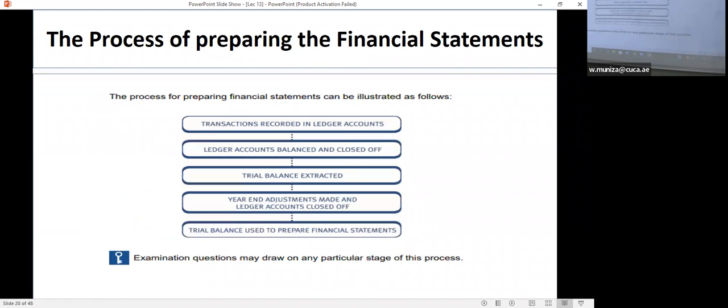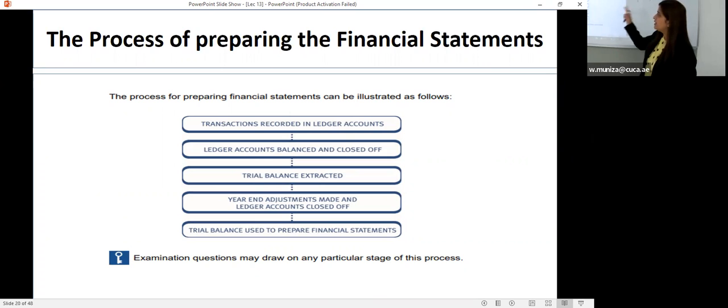Now, students, the process of preparing the financial statements. How do you normally see the financial statements being made up? First, the transactions are recorded in the ledger accounts. Before that, the books of prime entry. Then ledger accounts are balanced and closed off. From those balances, we make the trial balance.